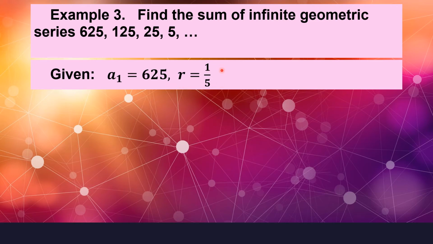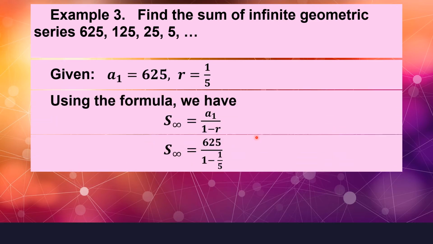How did we get 1/5? We divide: 5 divided by 25 is 1/5. 25 divided by 125 is 1/5. 125 divided by 625 is still 1/5. So, the common ratio is 1/5. Using the formula, just substitute the given.